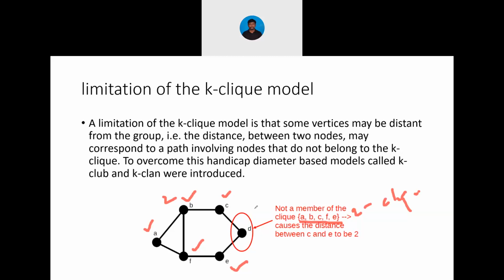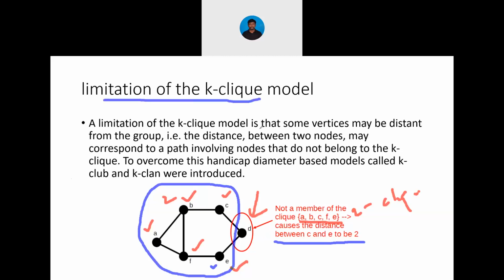I'm ignoring here the D node because it is a 2-clique, right? A, B, C, F, E is my subgraph. I'm ignoring here the D. So you consider it is not a member of the clique A, B, C, F, E, which causes the distance between C and E to be 2. For reaching E from C, it has to pass through D, but it is not included here in this clique. This is actually the limitation of the k-clique model.